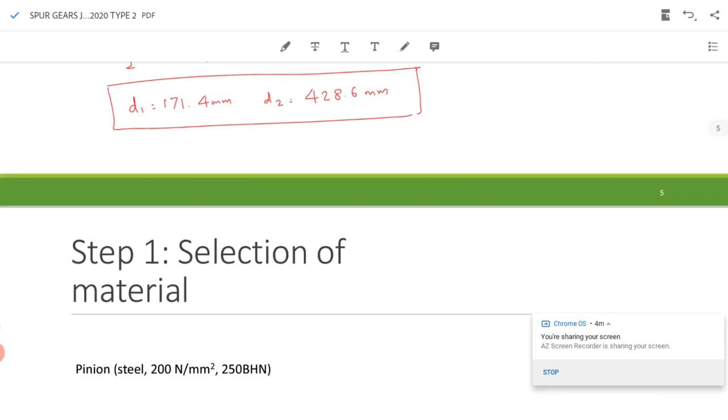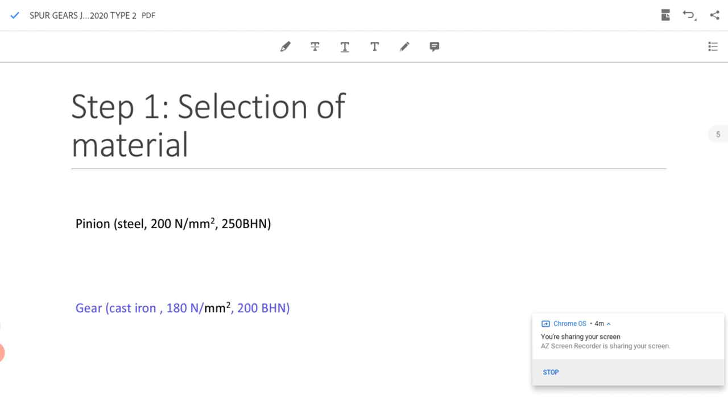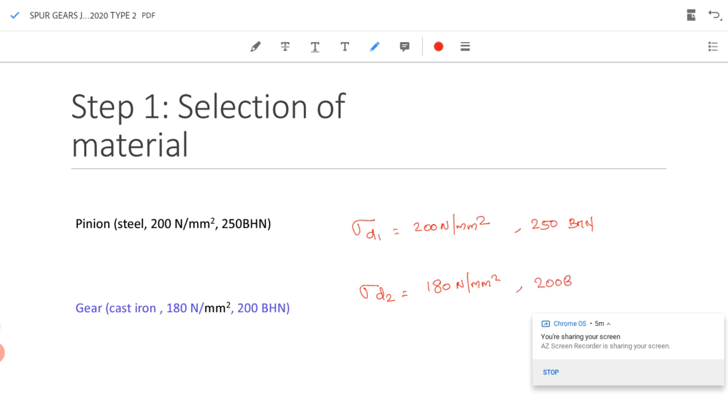Now we'll see the first step of the design. The first step is to select the material. Here the material is already given, we just need to write what the materials are. The pinion is made of steel, so sigma D1 is given as 200 N/mm² and the corresponding BHN is 250, Brinell hardness number. Sigma D2 is given as 180 N/mm² with 200 BHN. So the first step is very easy. We are given the material.